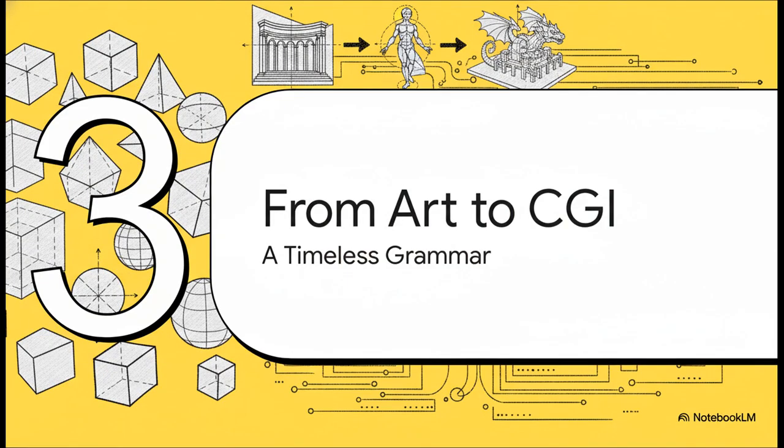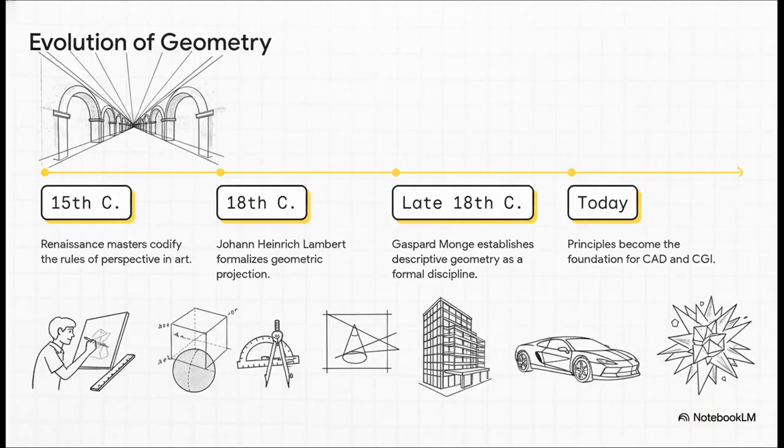In fact, this geometric grammar has been the engine behind visual creation for more than 500 years, directly connecting the art of the past with the amazing technology we have today. So it all kind of kicks off in the Renaissance with brilliant artists finally cracking the code of perspective. Then, in the 18th century, mathematicians jumped in and formalized everything. A guy named Gaspard Monge basically turned it into a real, rigorous discipline.